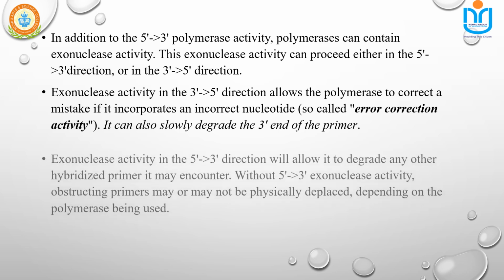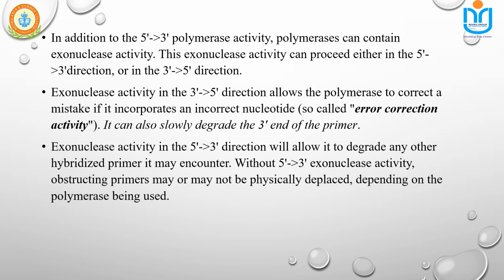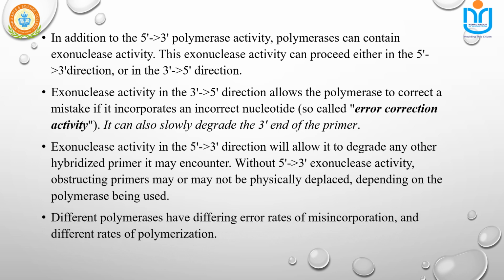Exonuclease activity in the 5' to 3' direction will allow it to degrade any other hybridized primer it may encounter. Without 5' to 3' exonuclease activity, obstructing primers may or may not be physically displaced depending on the polymerase being used. Different polymerases have differing error rates of misincorporation and different rates of polymerization.